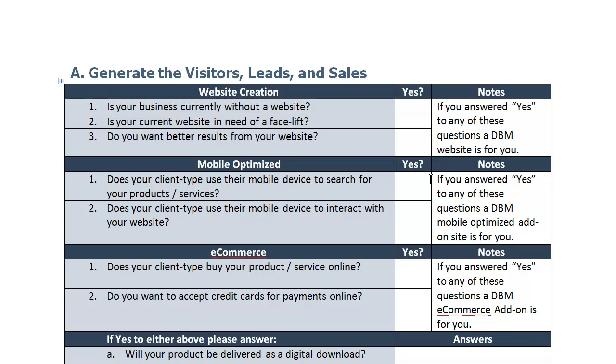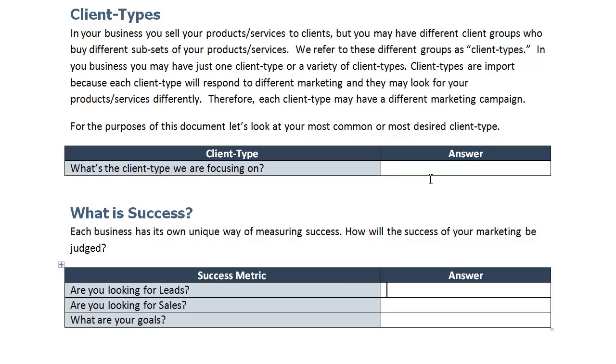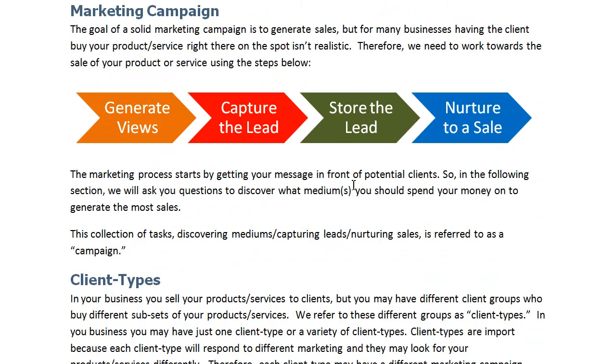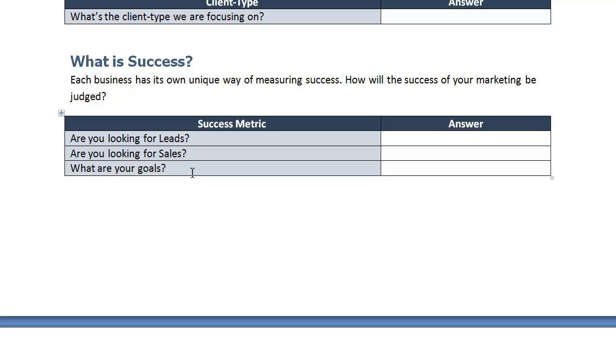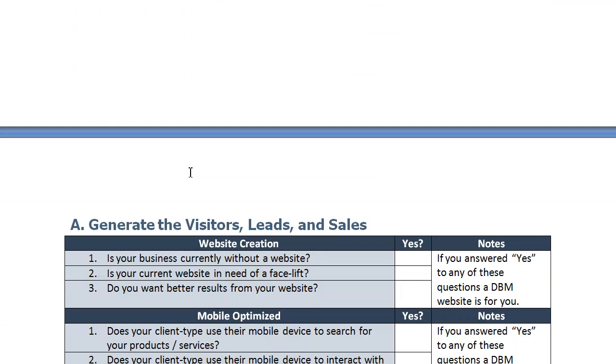Next, we've kind of laid the foundation. We've talked about the marketing campaign in general. We're going to generate views, capture the lead, store the lead, and nurture the lead. So how are we going to generate these views? What are the mediums that we're going to use to generate eyeballs, basically, on our products?